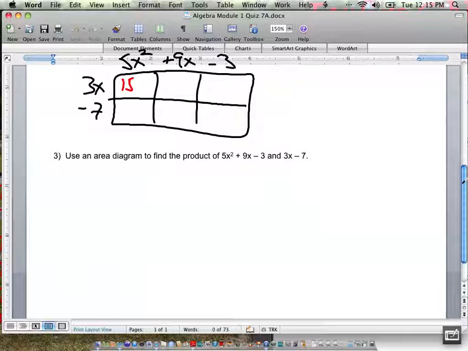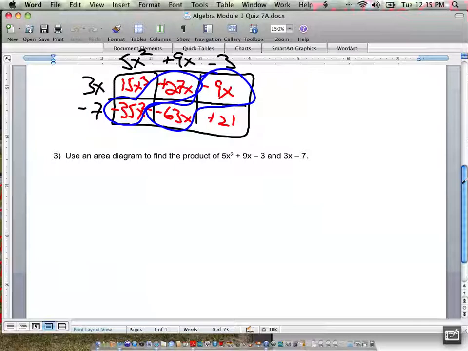3x times 5x squared is 15x cubed. 3x times 9x. I showed you yesterday, make sure that you are showing your work. Minus 9x, minus 35x squared, minus 63x, and then plus 21. So I have filled out all of the boxes by finding the products that compare with them. These two here, and so on. Now it's a matter of remembering that we can always add on the diagonal.